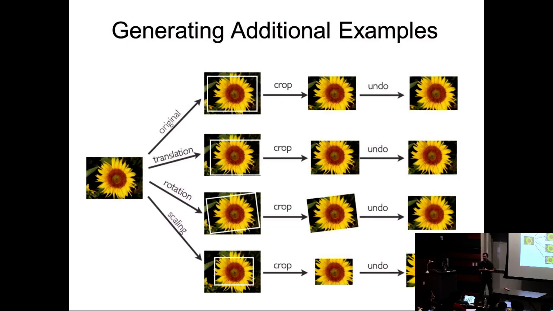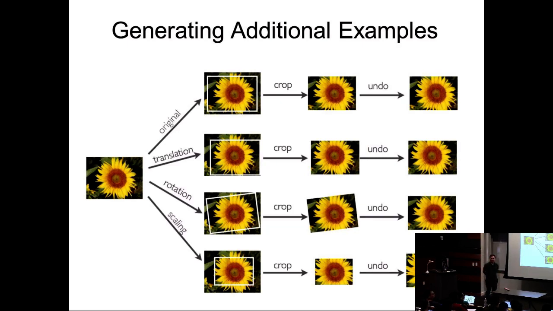Scaling is the same. You can zoom in on at least part of the object, crop it, and then zoom out, right? So now you can see you have all of these different sunflowers that you give to the model, and you basically say it's the same class, the same sunflower class.